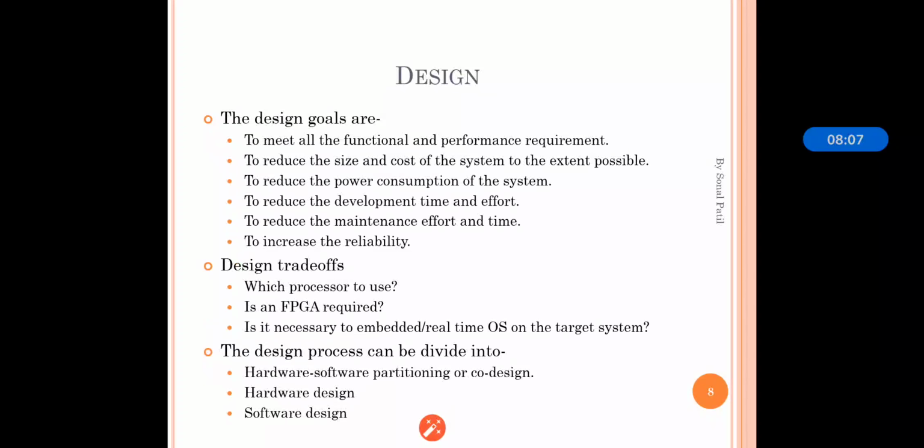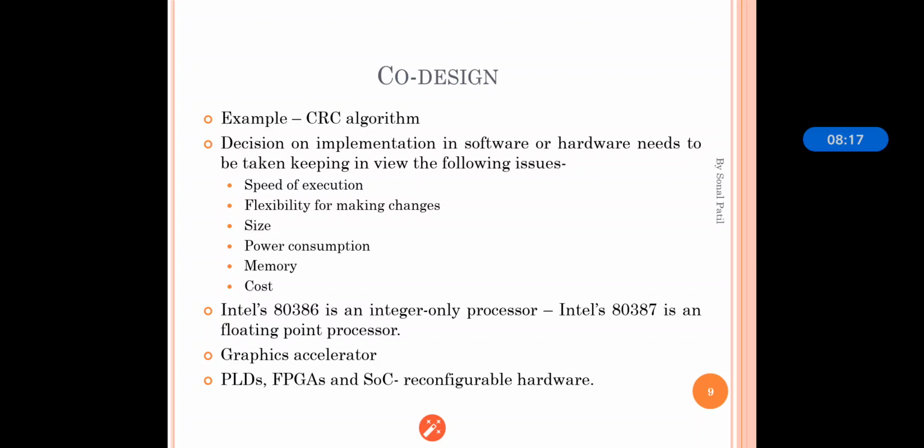So this is nothing but design and co-design. The design is the main phase, the second phase of the waterfall model, where the design is divided into two parts, that is hardware and software partitioning, that is co-design. In this co-design, we have discussed which issues should be considered, and in our next section we will see in detail the co-design, that is nothing but the hardware design and software design. Thank you.